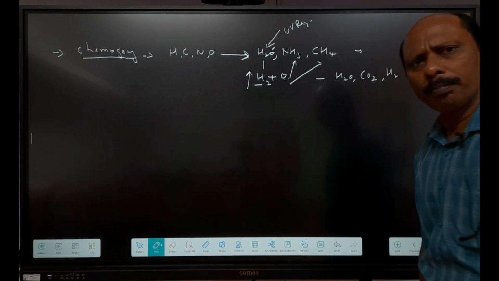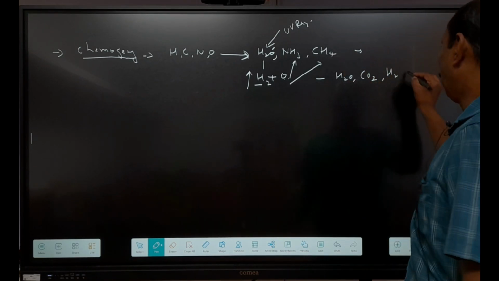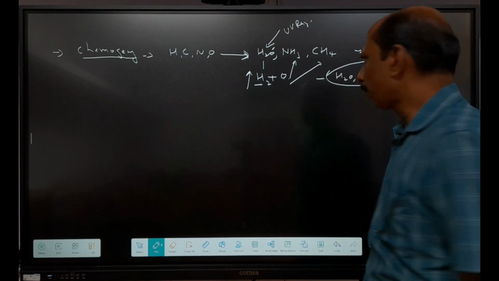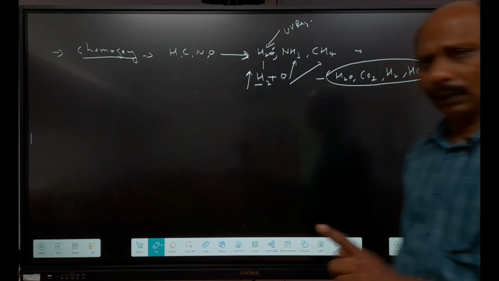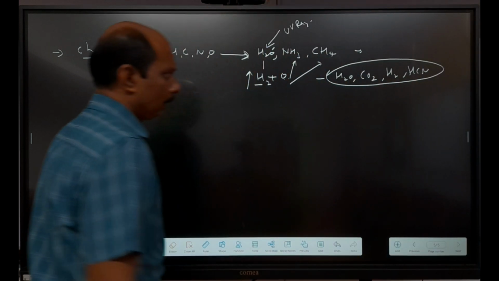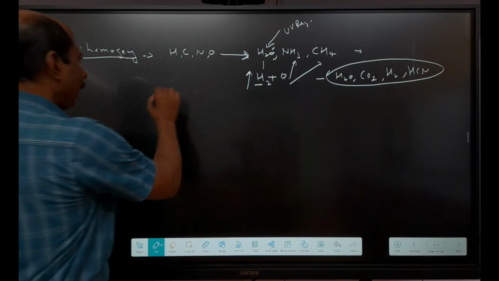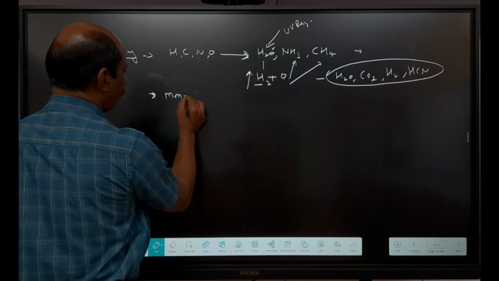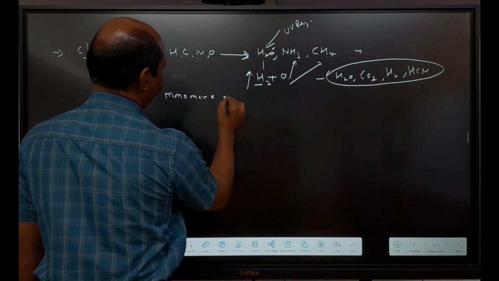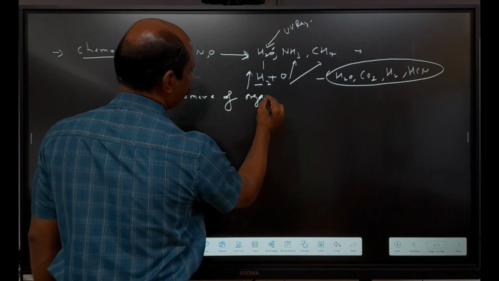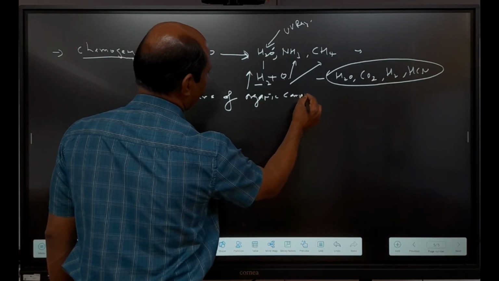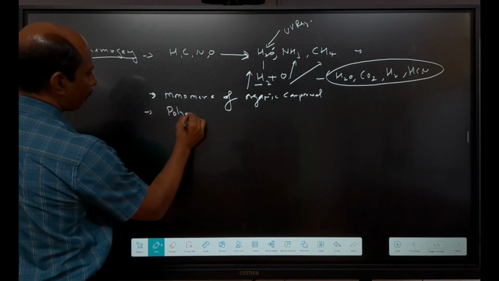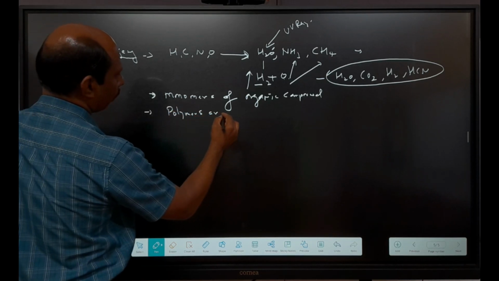Hydrogen gas is also there, and some HCN is formed. So these different compounds are formed, right? Due to this, then what happens? Second step is they also form monomers of organic compounds. Monomers are formed. Then after, polymers are formed.